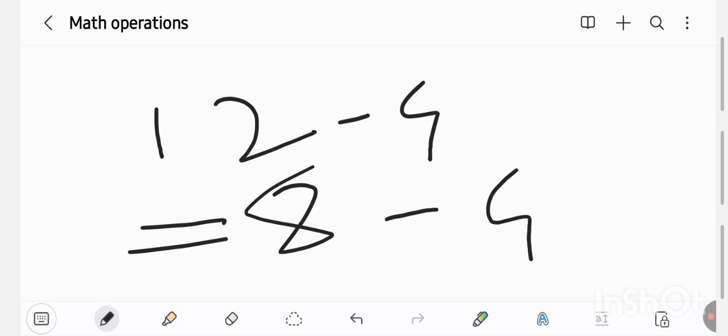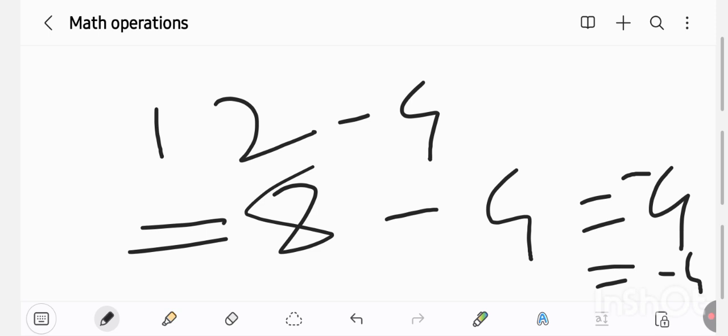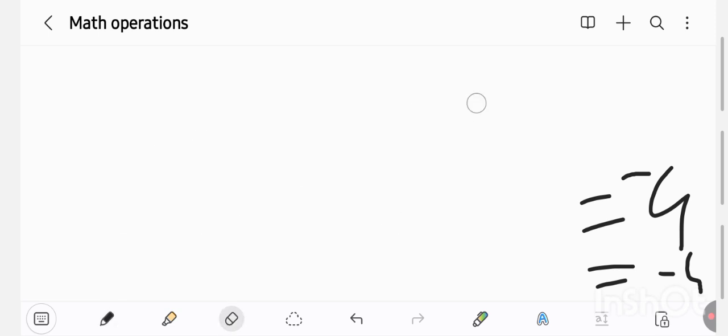Now again 8 minus 4. It's a 4. Now again 4 minus 4 is 0. Now look, we have transformed it into 0, right? So how many times did we have to subtract to transform it into 0?